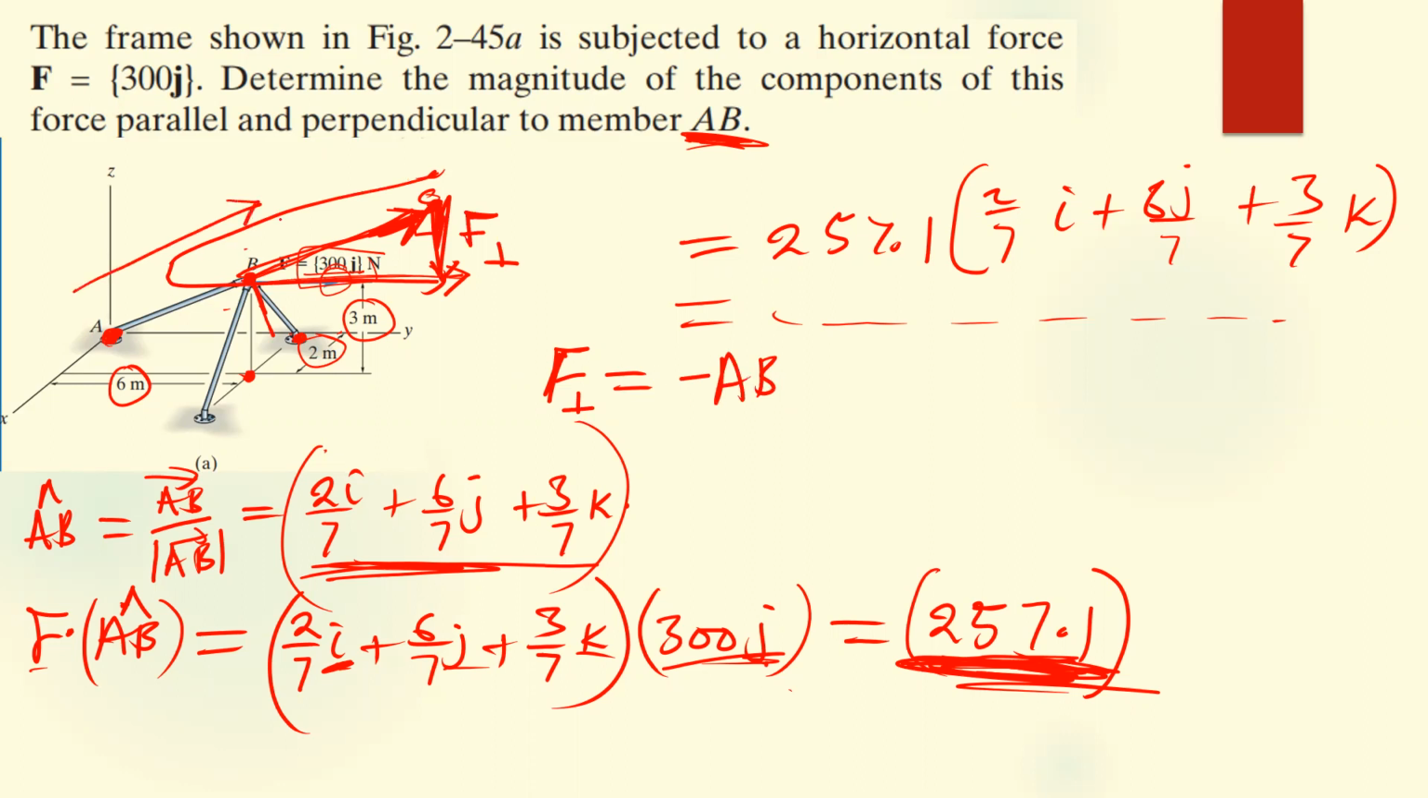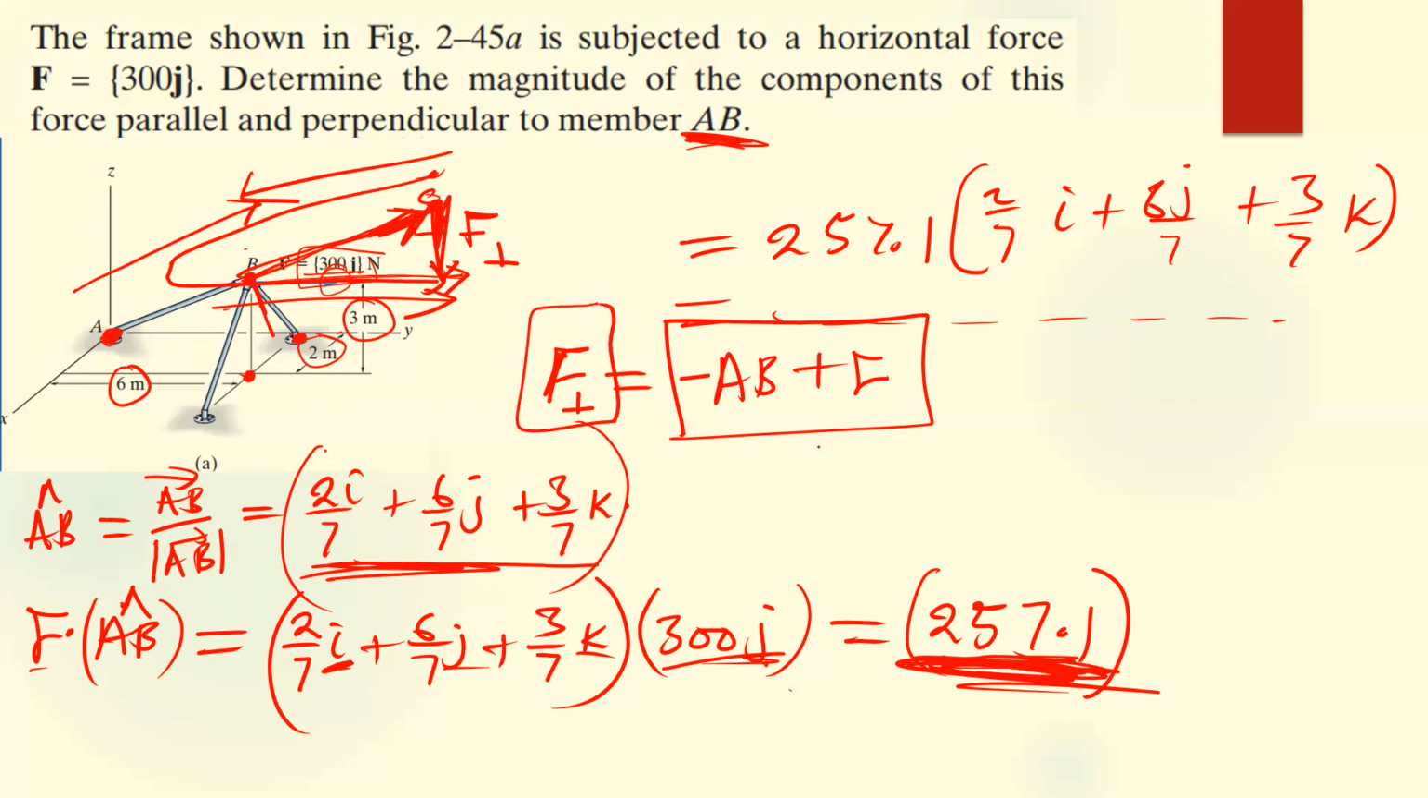AB is from there to there. Now we're moving against the direction. So we're going to say negative AB, and then plus the force itself, which is F. So this is how you find the perpendicular component. Then you find the magnitude of the perpendicular component by finding the square root of that vector, where you square all its terms.